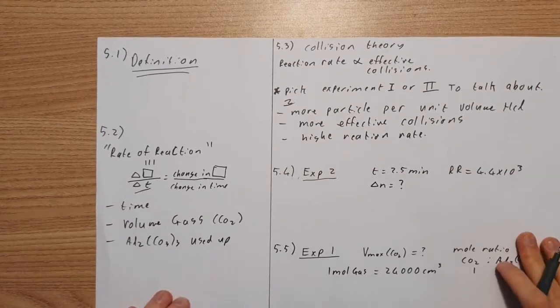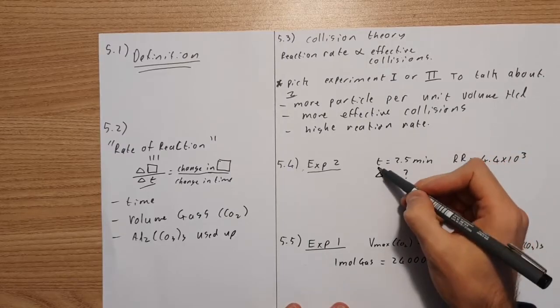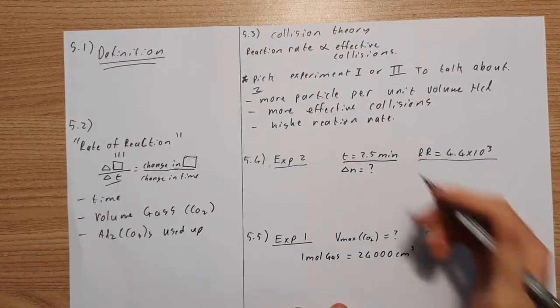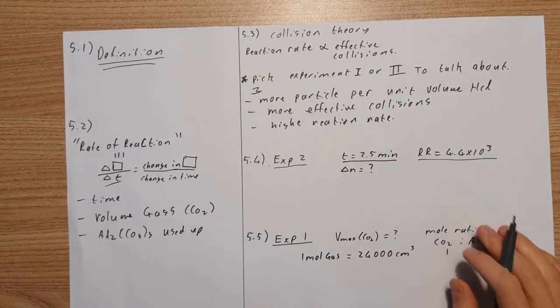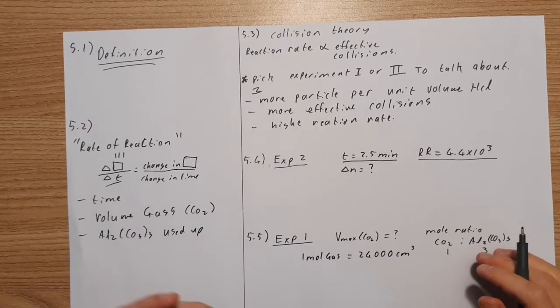how to use it. Okay, now looking at 5.4, it says the average rate of reaction for experiment 2 during the first 2.5 minutes is 4.4 times 10 to the negative 3 moles per minute. Okay, so they've given us the time, 2 minutes, they've given us the rate of the reaction, and we want to know what the change in moles is, because it then says calculate the number of moles of Al2CO3.